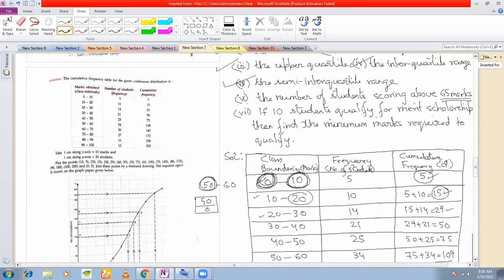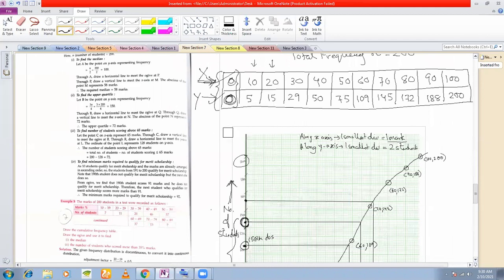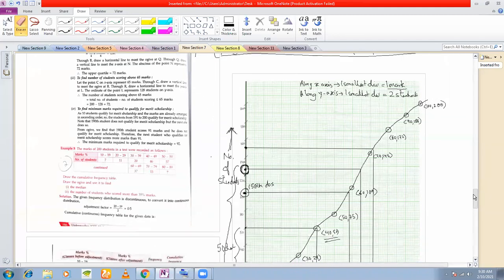The last question here is, if 10 students qualify for merit scholarship, find the minimum marks required to qualify. Only 10 students have qualified for the merit scholarship. That means you start looking at the number of students, that is, you start looking at the y-axis. What is the reference point? 10. If 10 students have got the merit scholarship, that means they have got very high marks, right? Each division is 2 students, that means 5 divisions is 10 students. So this is your reference point.